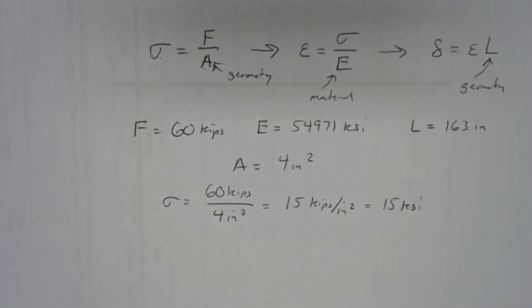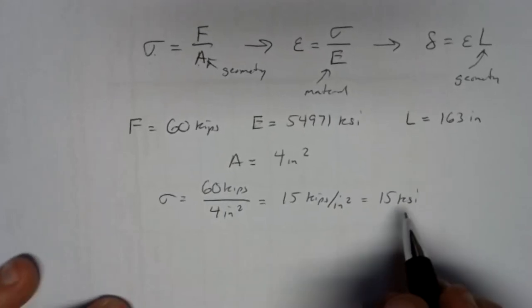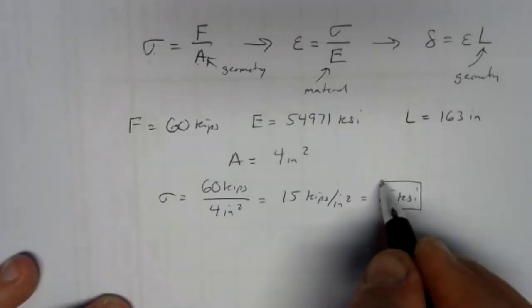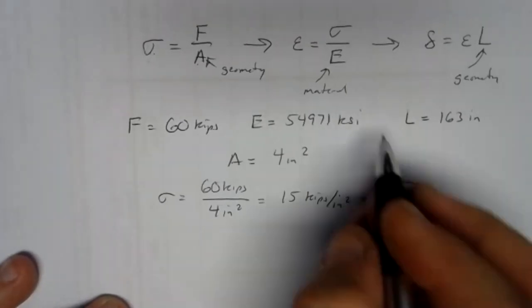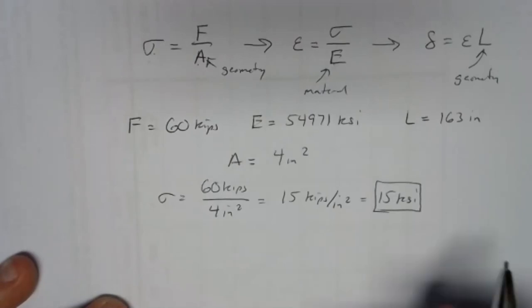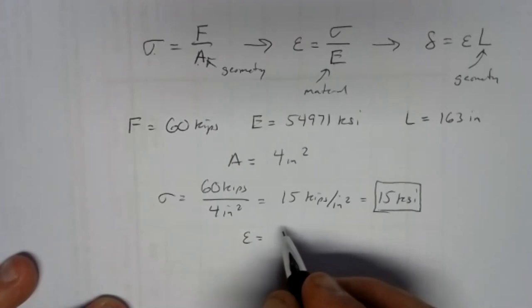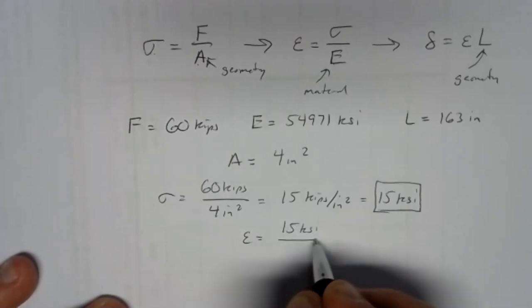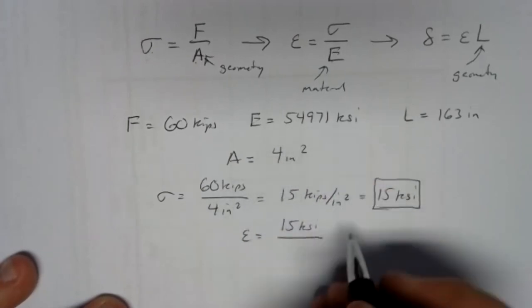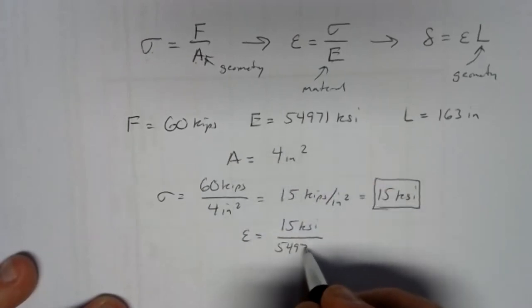So we have 15 KSI there. Knowing the 15 KSI, so that answers how much stress is on the material, we can go to our Hooke's law. Strain is the stress divided by the Young's modulus. So we have 15 KSI divided by 54,971 KSI.